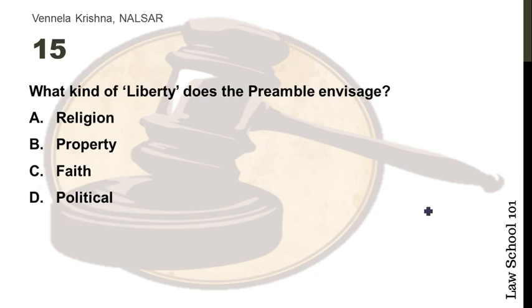Finally, what kind of liberty does the preamble envisage? The answer is faith. None of the other terms are described in the preamble. So I hope you've enjoyed the quiz. If you've scored below 8 out of 15, you lack basic legal knowledge, and I suggest that you work towards building it immediately. Before you leave, let us just look at the preamble once to understand how it looks, and I suggest very strongly that you memorize it as soon as possible in the next couple of days.